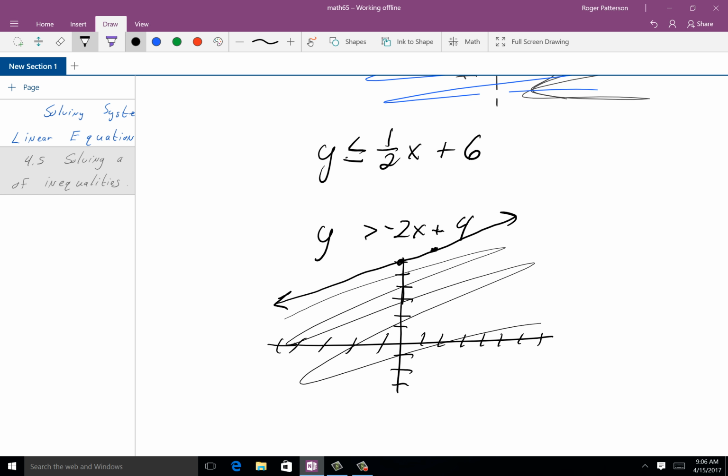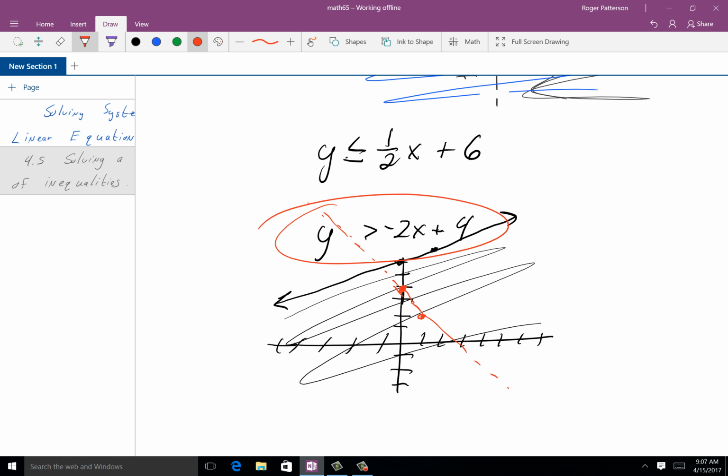Now we're going to do the negative 2x plus 4. So I'm going to go to 4. Let me graph that one in a different color so we can get the contrast. I'll put this one in red. I'm going to go 1, 2, 3, 4, down 2 over 1. Now this one is just a greater than, so it's a dashed line. So I'm going to make it dashed.